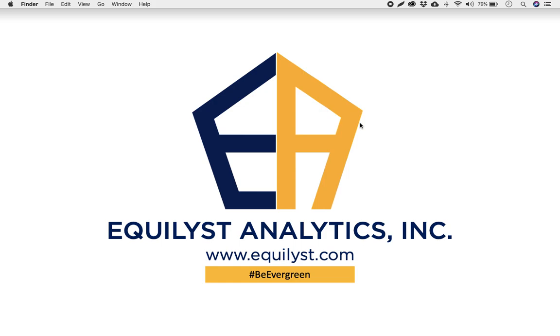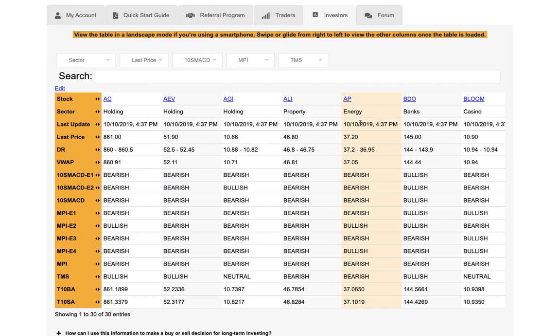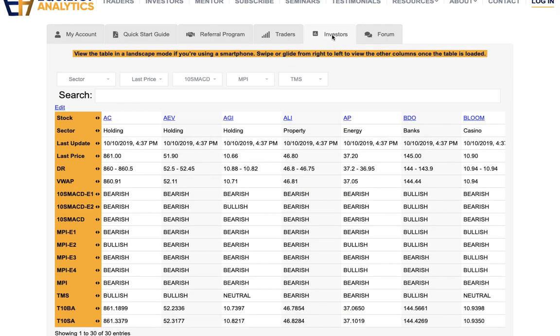Today is October 10. Before we start with the first stock in our list for today, I'd like to take this opportunity to introduce to you some small developments on our investment guide for long-term investors table right here on the investors tab, as you can see on your screen. So here are some developments that happened today.